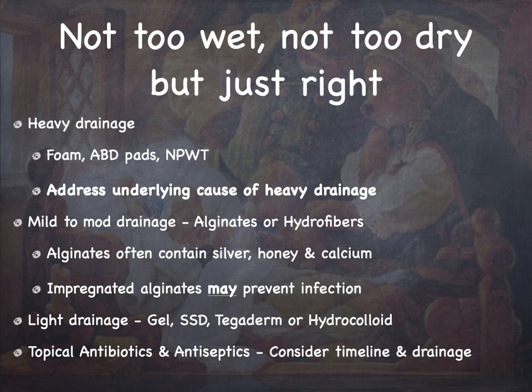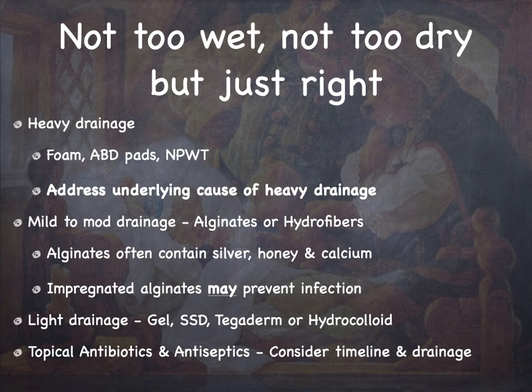So for heavily draining wounds, which is the one area that, if you don't address the drainage appropriately, the wound can get worse and be damaged. And so in these cases, we tend to use foam, ABD pads, sometimes wound vacs. But at the same time, you must address the underlying cause for heavy drainage. In these situations, when patients have heavy drainage, it usually means that they have things such as unmitigated edema, ongoing infection, or ongoing repetitive trauma. And the dressing is really a bridge until you can address those underlying causes.